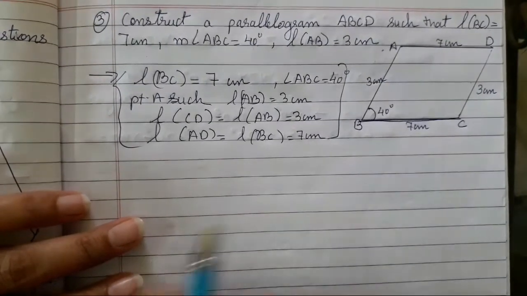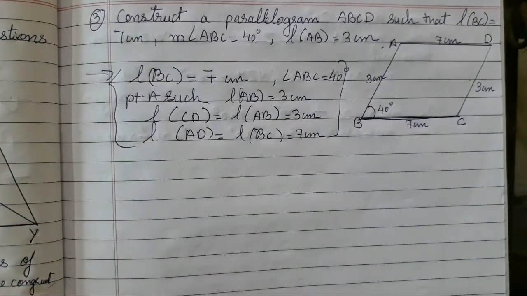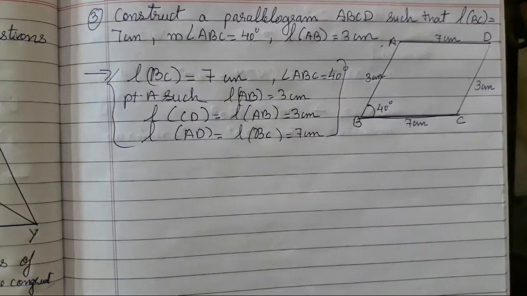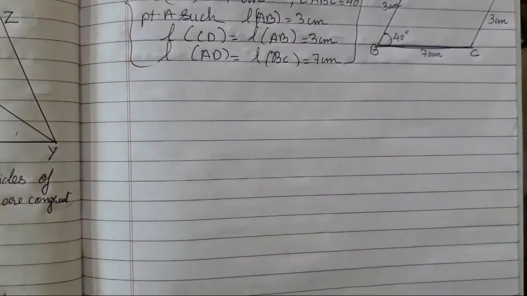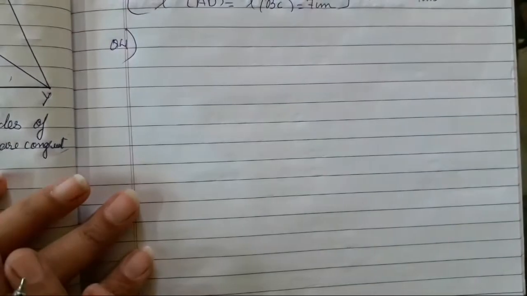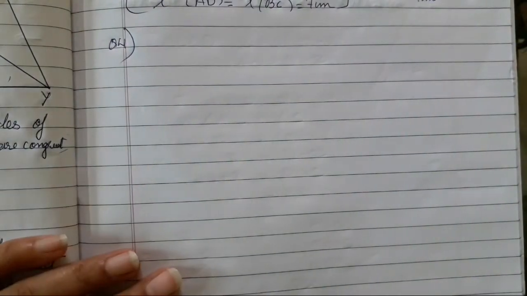Y'all can watch the previous day's video which I will be linking down so that this construction will be easy for y'all. Okay, let's not waste the time because we need to finish all the questions. The theory questions are quite long. So question number 4, ratio of the consecutive angles of a quadrilateral is 1:2:3:4. Find the measure of each of the angles. Write with reason what type of a quadrilateral it is.